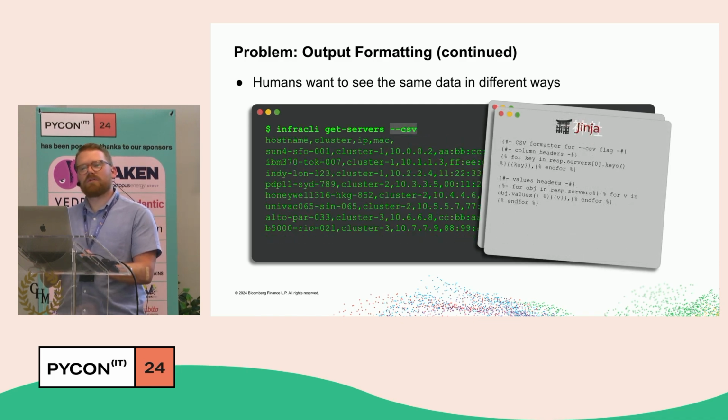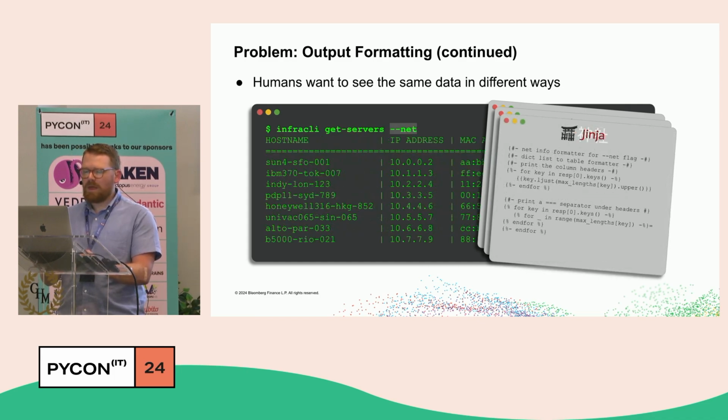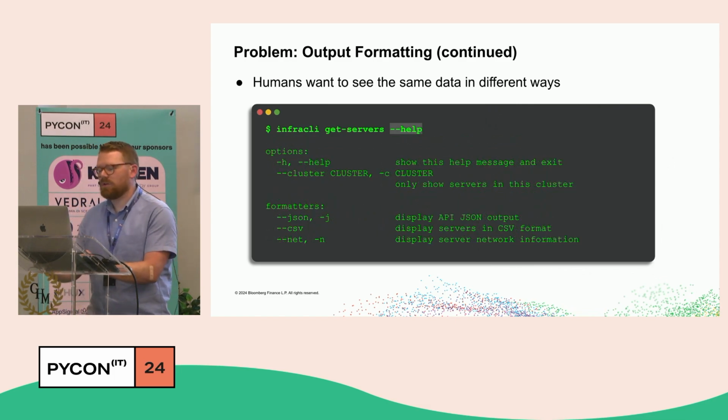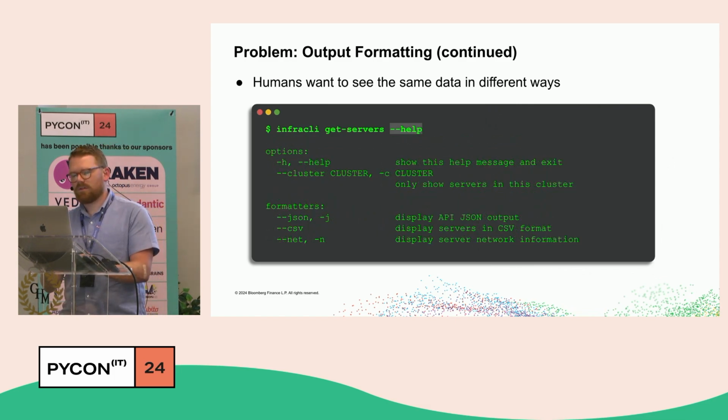We could have one template to display the output as CSV, triggered by the --CSV flag. Maybe another template to display just network information, triggered by the --net flag. And of course, all these options would be shown to the users in the command help text. You also might notice the --JSON flag there as well. We included that in all of our commands to give the user the option to get the raw JSON API response so they could pipe it to a file or JQ or something else.